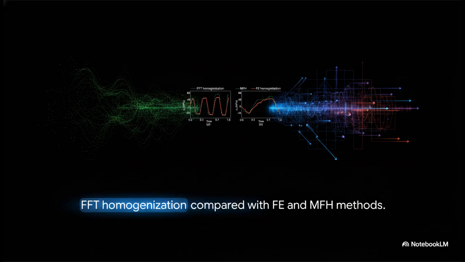The solid red line? That's the traditional finite element method. Highly accurate but painfully slow, over 7,000 seconds per simulation. But then, look at the black dashed line. That represents the fast Fourier transform, or FFT homogenization. By converting this spatial topology into the frequency domain, FFT gets results almost identical to the highly accurate finite element method, but in a fraction of the time. So FFT provides our precious high-fidelity benchmark data.